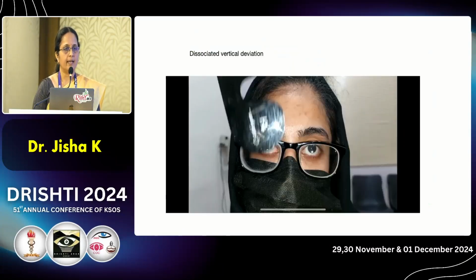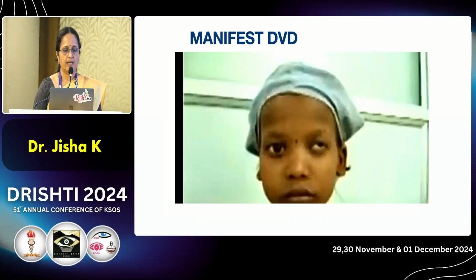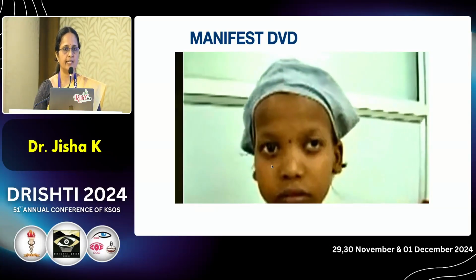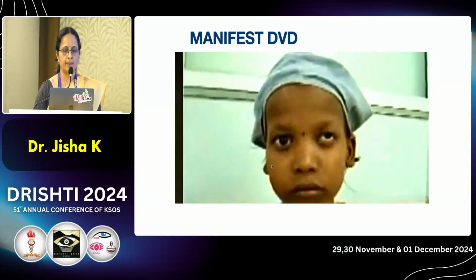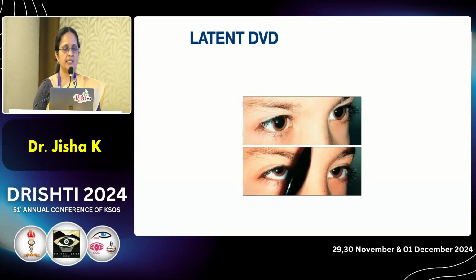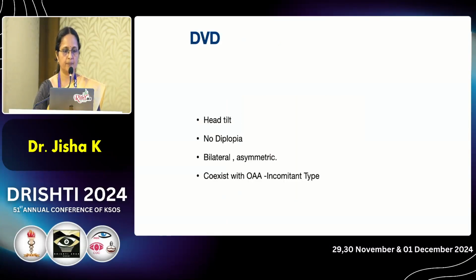This is unlike the hypertropia where, when you are doing an alternate cover test, you will see that one eye is moving from above down, the other eye is moving from below up. That is hypertropia. And this is manifest dissociated vertical deviation, where you can see that the left eye is spontaneously drifting up and it is coming back. This is manifest. Whereas in latent DVD, the updrift occurs only when you occlude the eye. The eye under cover drifts up.